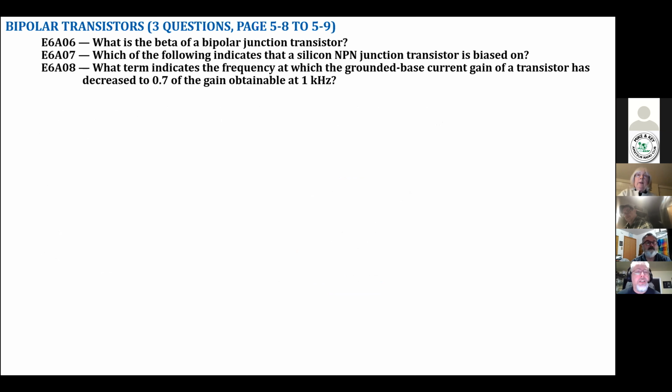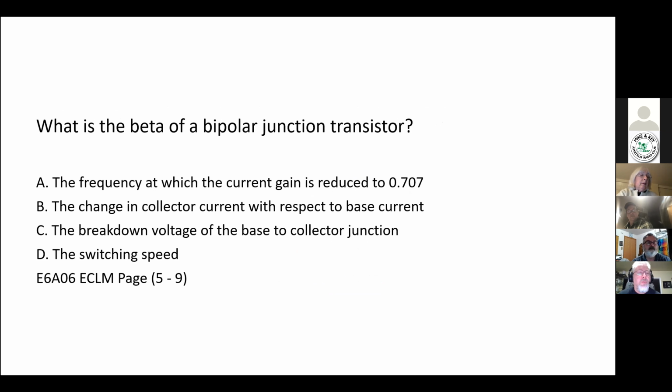Three bipolar transistor questions. What is the beta of a bipolar junction transistor? A, the frequency at which the current gain is reduced to 0.707. B, the change in collector current with respect to the base current. C, the breakdown voltage of the base to collector junction. Or D, the switching speed. Bravo is the correct answer. The change in collector current with respect to base current.